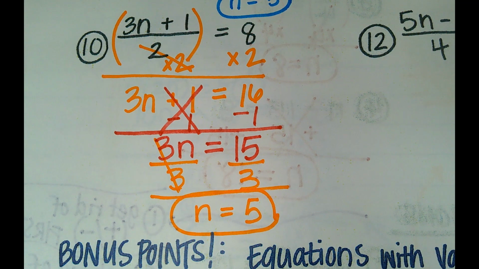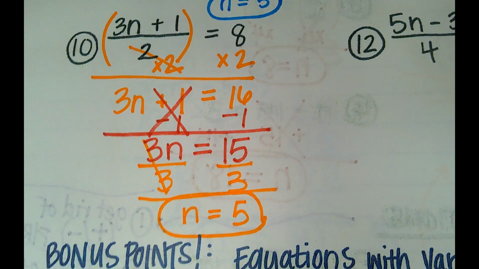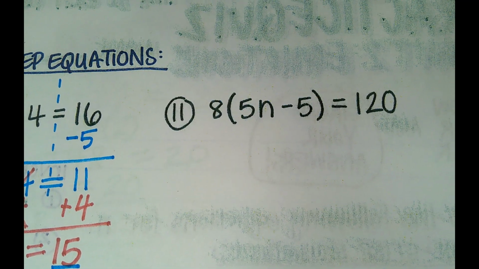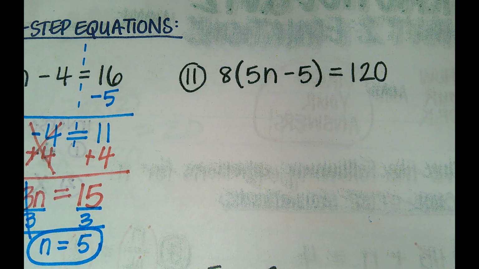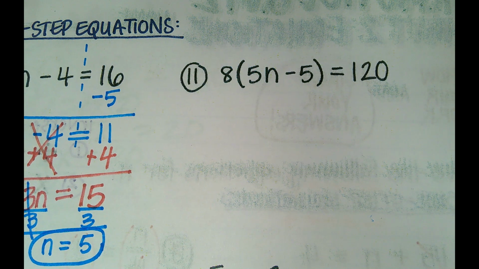We ready for 11? Yes. Okay, 11. We got 2 options for 11 of how we could start this problem. Put that 8 under that 5 in that parenthesis. Yes, put that 8 under there and draw a line. So what operation are you doing?